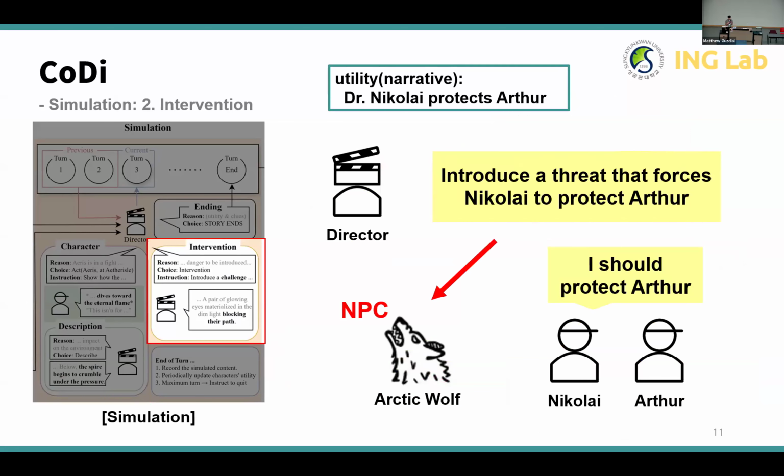The next command is intervention. The director agent can intervene directly in the story and change the narrative progression. Here is a case study for the intervention. There is a utility function that Dr. Nikolai protects Arthur. So the director agent decided to introduce an undefined character called Arctic Wolf, and the Arctic Wolf blocked their path to introduce a threat. Because of that, Nikolai could have the opportunity to protect Arthur coherently.